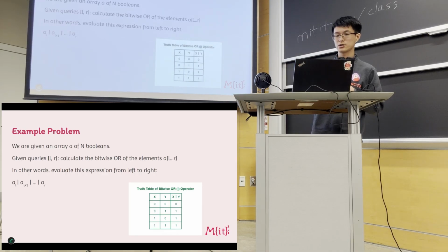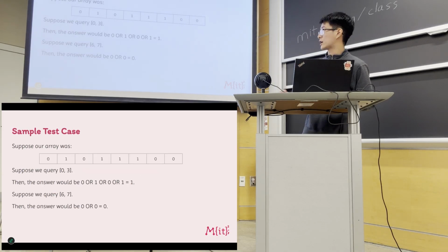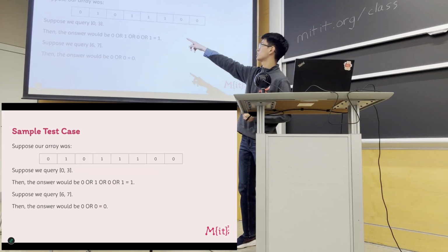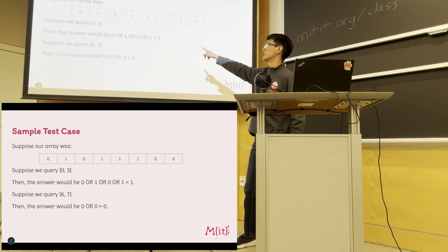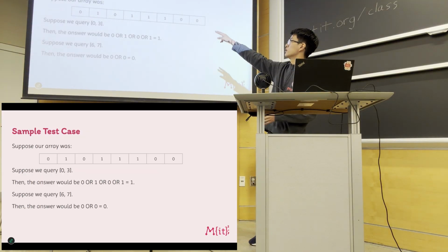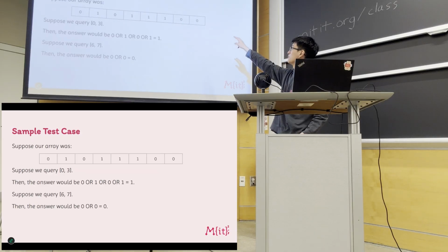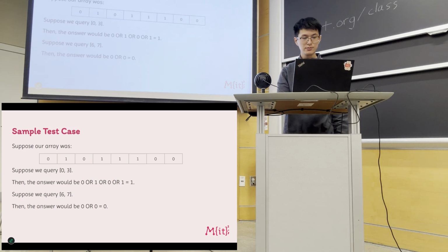Yeah, that's right. So, first here's an example test case. If we query from 0 to 3, it will be 0 or 1 or 0 or 1, which will output 1 since there are ones in there. But if we query 6 to 7, then it will be the last two, and the answer would be 0 because there are no ones in that section.